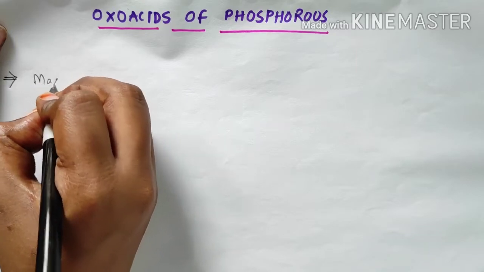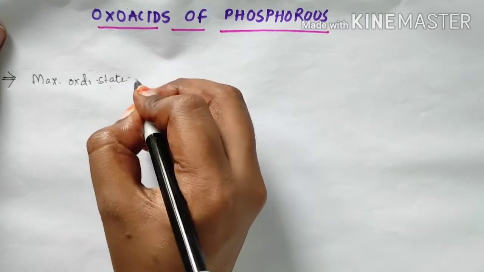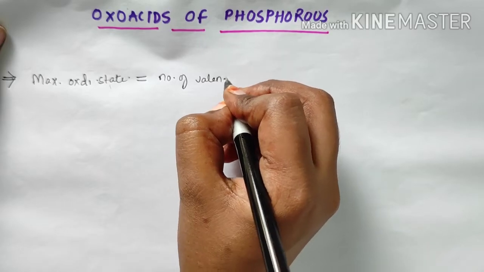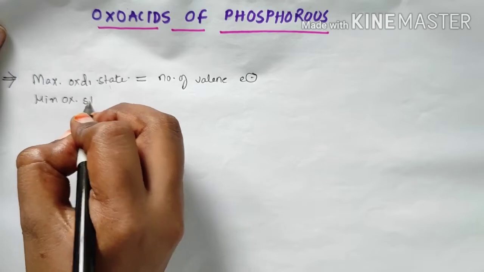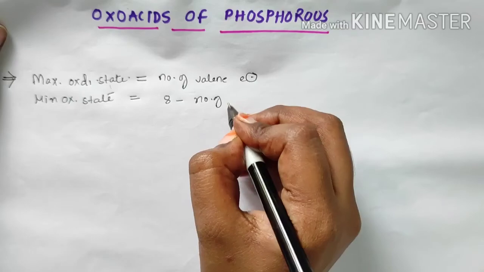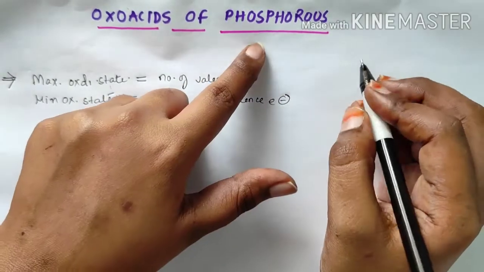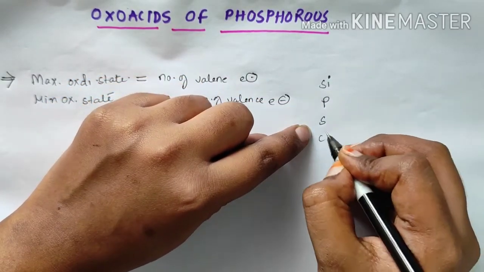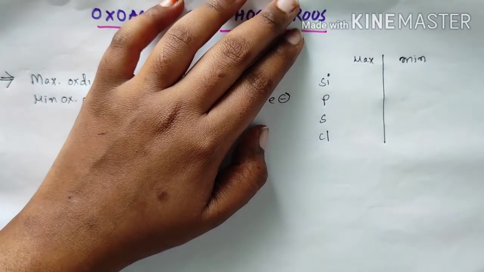Then the maximum oxidation state of any oxoacid will be equal to its number of valence electrons. Then the minimum oxidation state of an oxoacid will be equal to 8 minus the number of valence electrons. So when we see some compounds, for example, when silicon, phosphorus, sulfur and chlorine are the central atom, the max oxidation state and the minimum oxidation state.